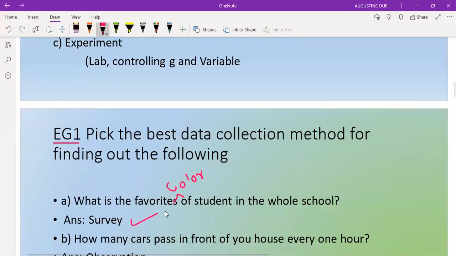Because you'll go and ask. For example, we want to know how many people love red. We will go and ask students one by one. So that is what we call a survey, because we are asking you, or we are interviewing you. That's called a survey.